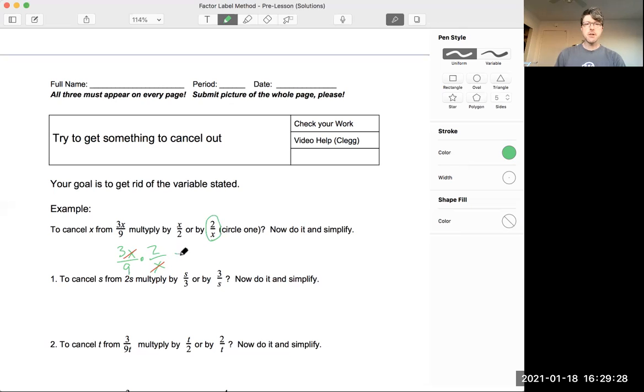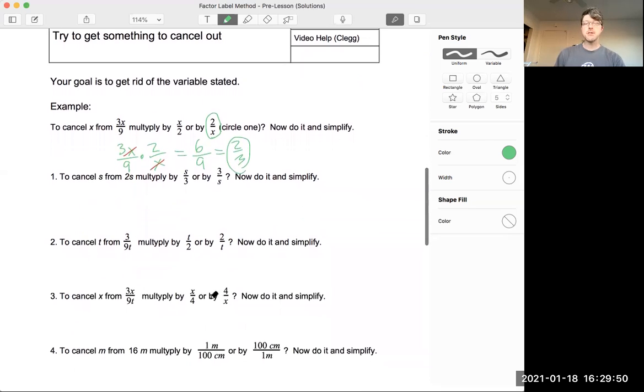And the answer is 3 times 2 on the top. That would be 6. 9 on the bottom, 9. So we can actually reduce that to 2/3. Okay, so we did it. All right.